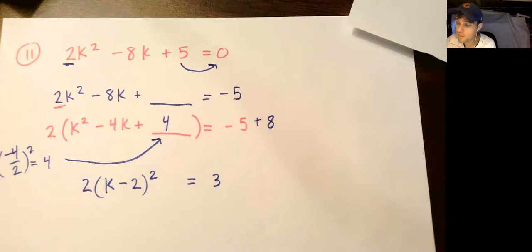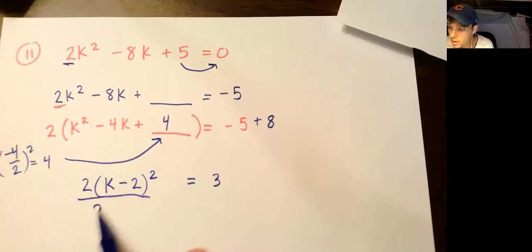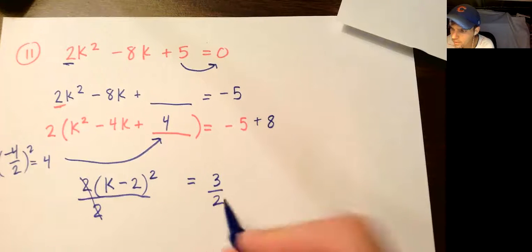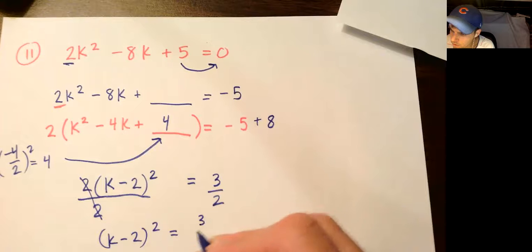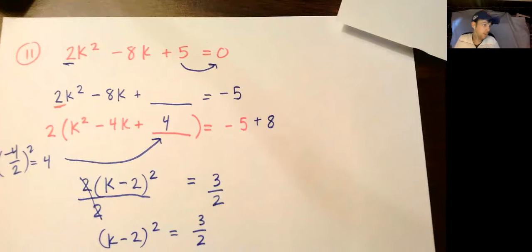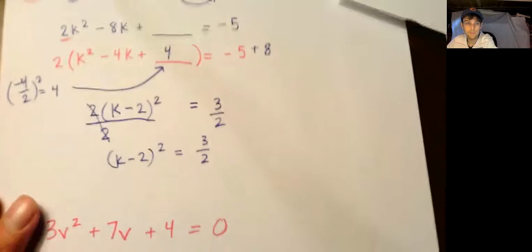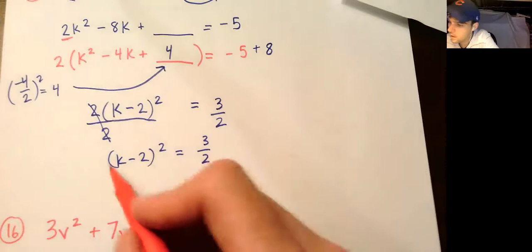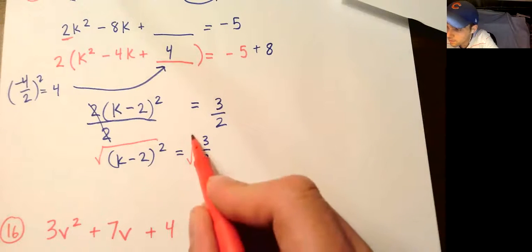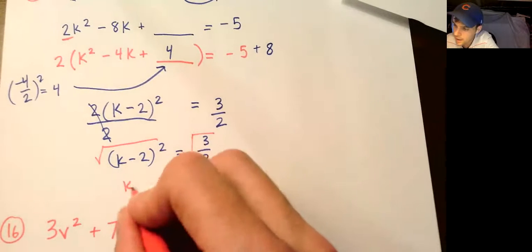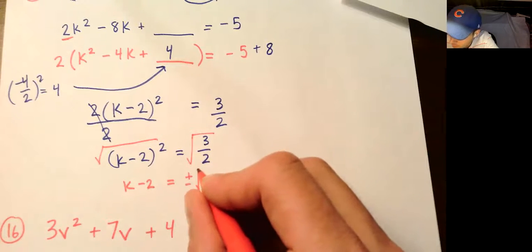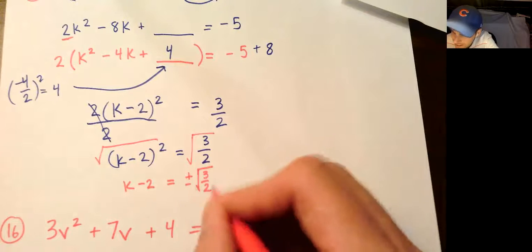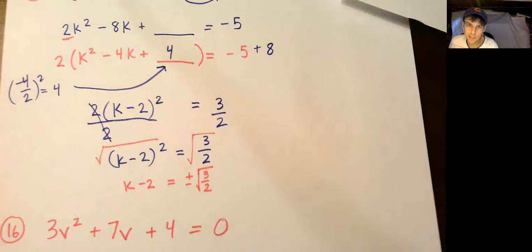So we can solve this at this stage. We're going to divide both sides by 2 to get rid of that. So I get k minus 2 squared equals 3 over 2. Now I need to start using my square root. So I take the square root of both sides. I get k minus 2 equals plus or minus square root of 3 over 2. That will need to be rationalized here in just a second.